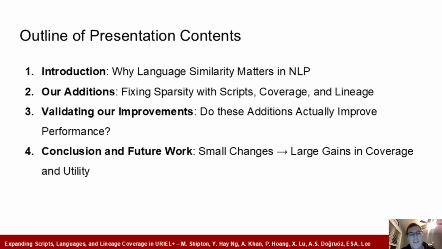I'll start with a brief introduction to why language similarity matters in multilingual NLP. Then I'll walk through our three main contributions, which aim to reduce different types of sparsity in URIEL+. After that, I'll show how we validate these changes, both in terms of imputation quality and downstream tasks. And finally, I'll conclude with key takeaways and some directions for future work.